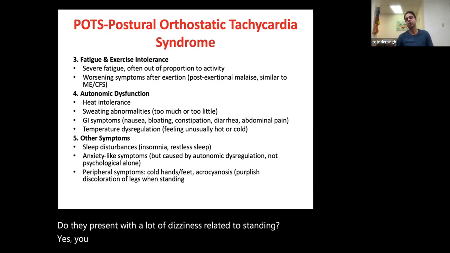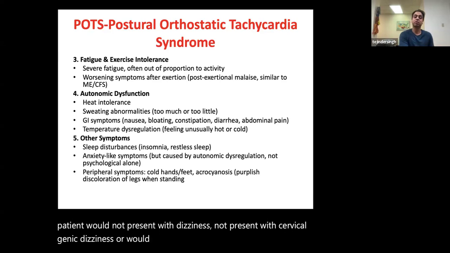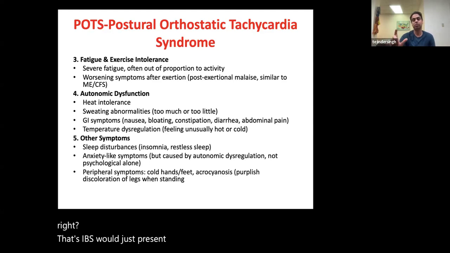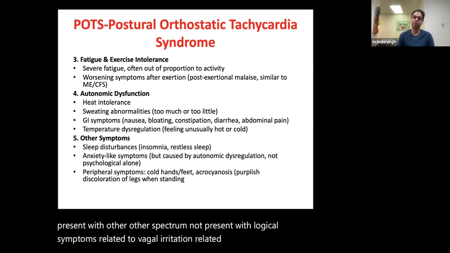Yes, you can have symptoms related to IBS too, but an IBS patient would not present with dizziness, would not present with cervicogenic dizziness, or exercise intolerance, right? IBS would just present with GI symptoms. It would not present with other spectrum, not neurological symptoms related to vagal irritation, related to brainstem irritation.